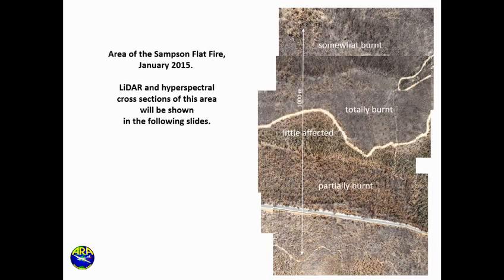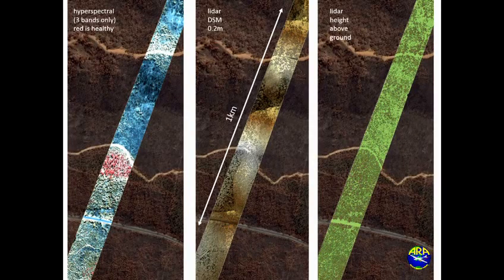So this is just one small area of the Sampson Flat Fire, close to Millbrook Reservoir, where some areas adjacent to each other had showed, this is an aerial photo which we took during these flights, a bit burned, totally burned, little affected, partially burned. So let's see how that looks in Lidar and hyperspectral. And that's these 3. It's about 1 kilometer long, the transect. On the left-hand side, you can see in the hyperspectral images, you see immediately where the fire was.